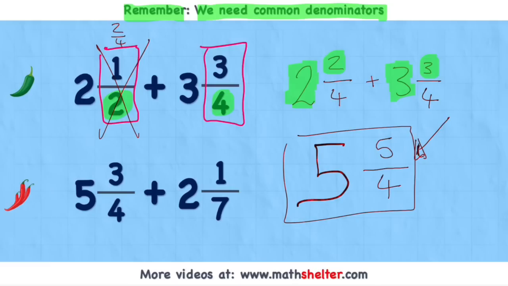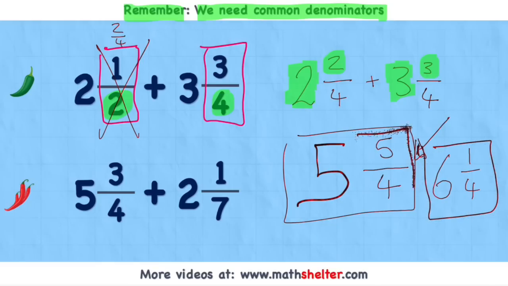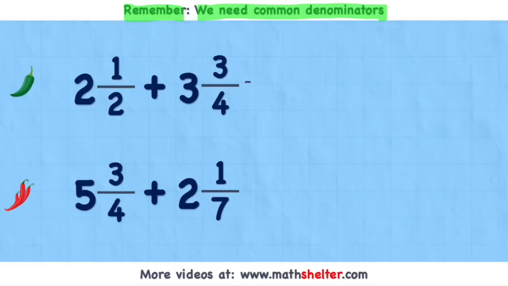So my actual proper answer would be 6 and 1/4. If you're not sure about converting between improper fractions like this and mixed numbers like this, then you can go back and watch that video on this channel as well. So my answer to question 1 is 6 and 1/4.